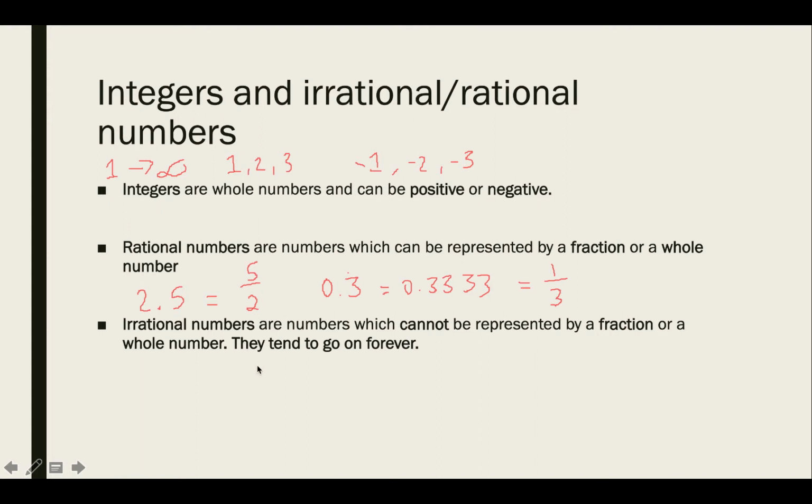Our last type of number are irrational numbers. Now these are numbers which cannot be represented by a fraction of whole numbers. They tend to go on forever. So 3 big examples which you might be asked on in your exam are the square root of 5, the square root of 2, or pi. These numbers go on forever and there's no pattern, so it is virtually impossible to represent these numbers by a fraction where both the numerator and denominator are whole numbers.